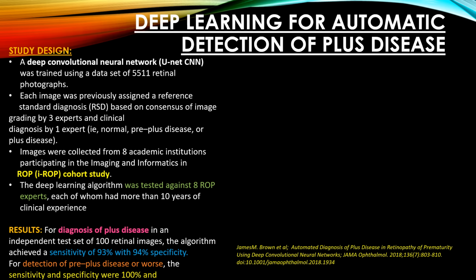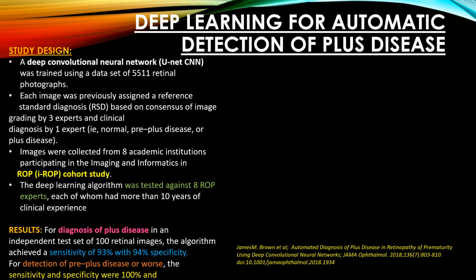So deep learning, how can it help us in automatic detection of the plus disease, which is really sought after? So a deep convolutional network was trained using a data set of 5,511 retinal photographs. Each image was previously assigned a reference standard diagnosis based on consensus of image grading by 3 experts and clinical diagnosis by 1 expert. That is, whether the patient is normal or pre-plus or plus disease. So images were collected from 8 academic institutions participating in the imaging and informatics in ROP cohort study, that is i-ROP. The deep learning algorithm was tested against 8 ROP experts, each of whom had more than 10 years of clinical experience.